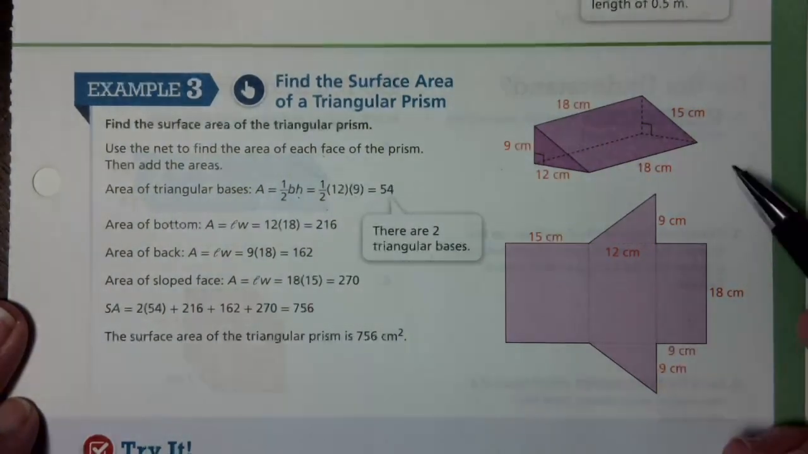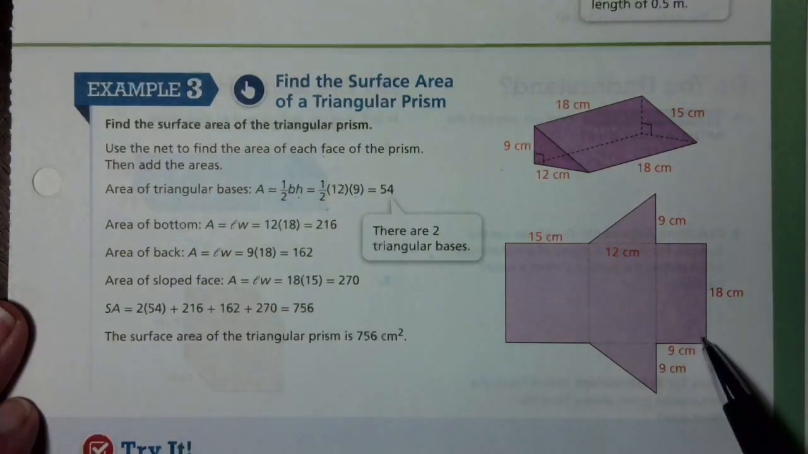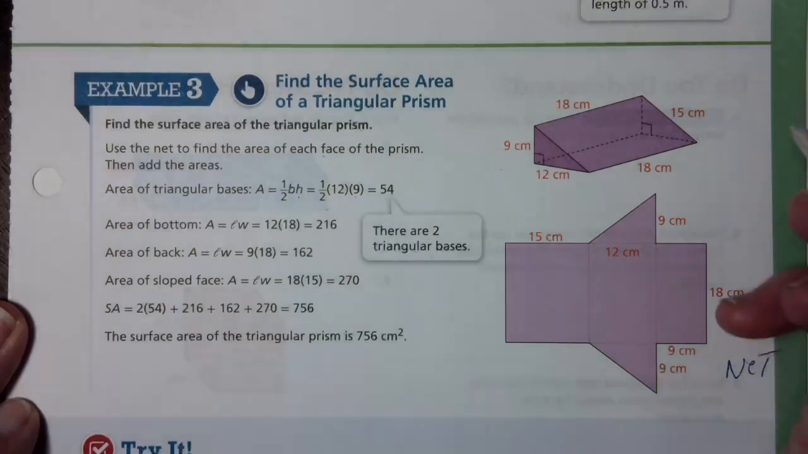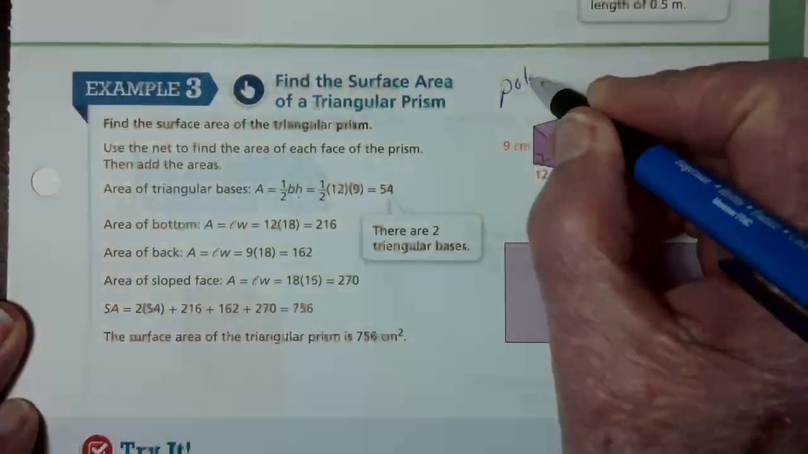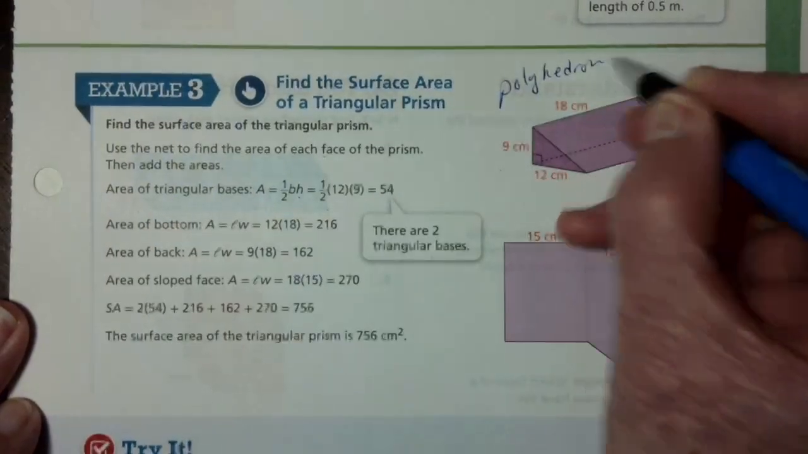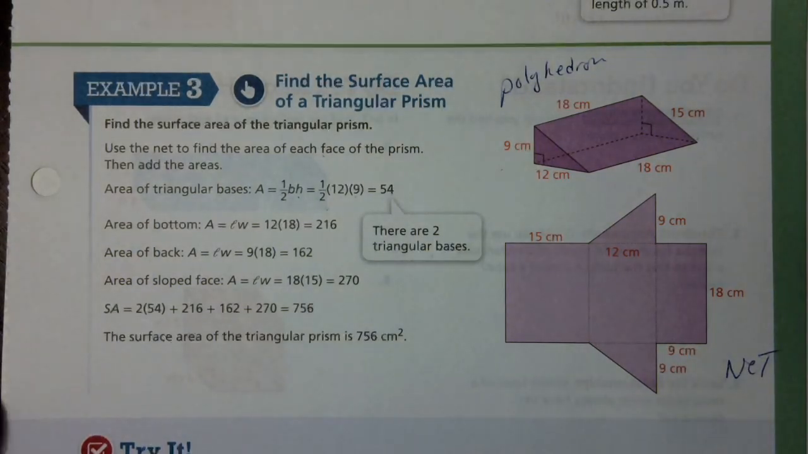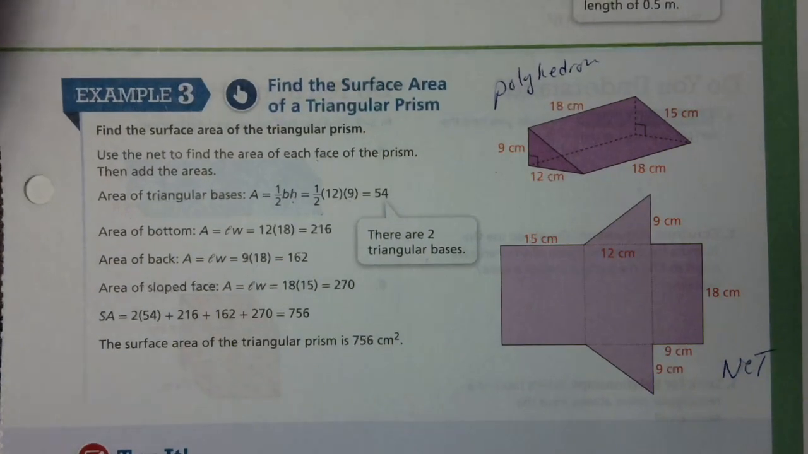Okay, here's the 3D version. Here's the 2D version. This is the net. Okay, this is the polyhedron. Polyhedron means 3D. Okay, all right. We're going to skip the try because we're going to do that on the homework here in just a little bit.